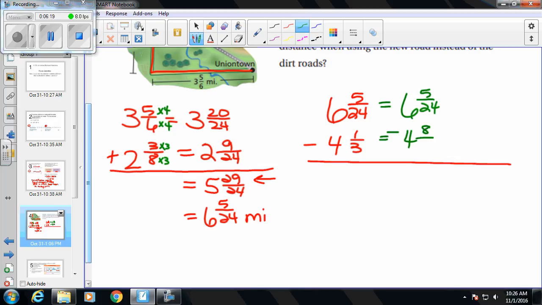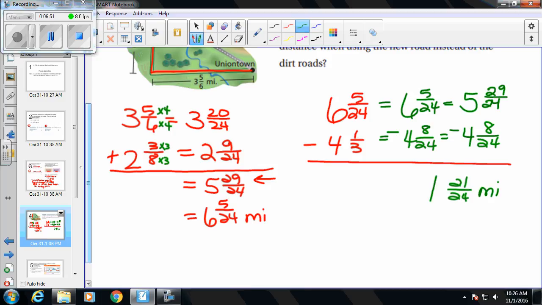Oh, 8/24. I can't subtract that from 5/24, so I have to borrow. So when I borrow 1 from 6, it becomes 5. And then I have to add 24/24 to 5/24, which gives me 29/24. And now I'm finally ready to subtract. 29 minus 8 is 21/24. And 5 minus 4 is 1. And our unit is miles. I really don't like this because it's not in simplest form. So 3 goes into 21 7 times, 3 goes into 24 8 times. So it's 1 7/8 miles shorter.